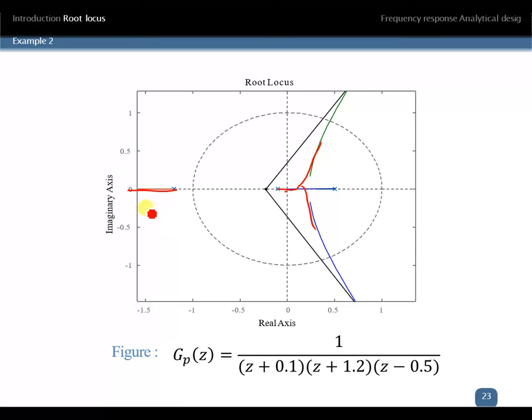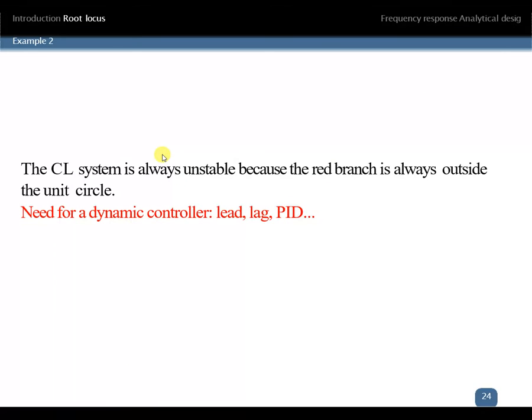This pole here needs a design of a lead, lag, or PID controller.